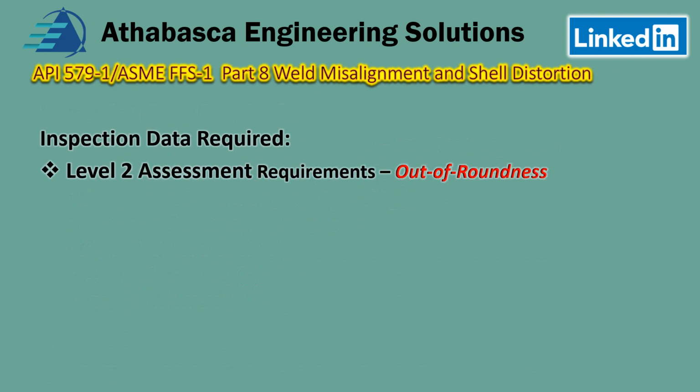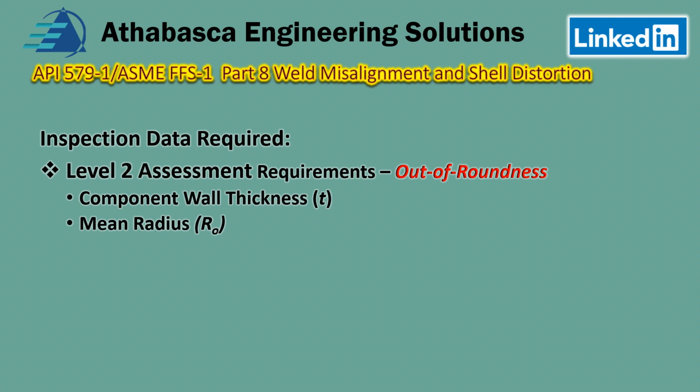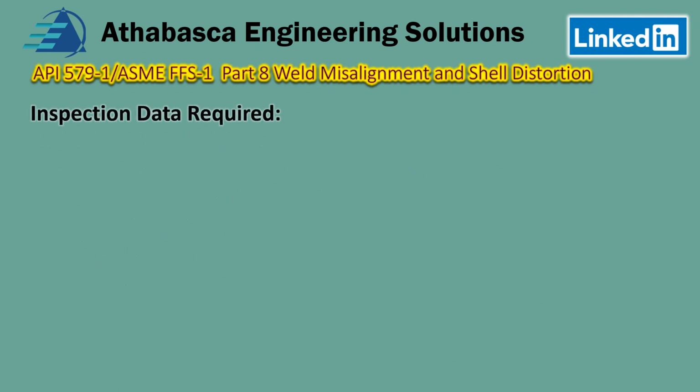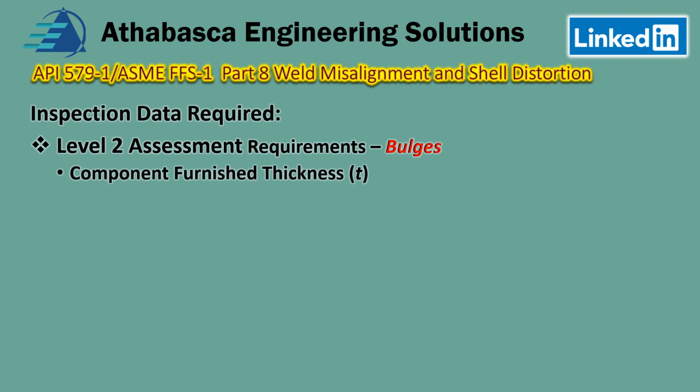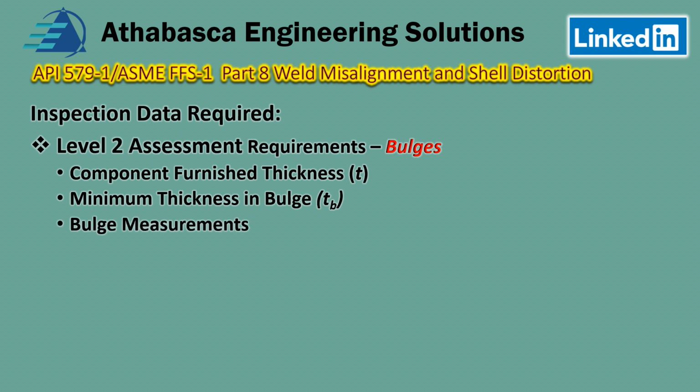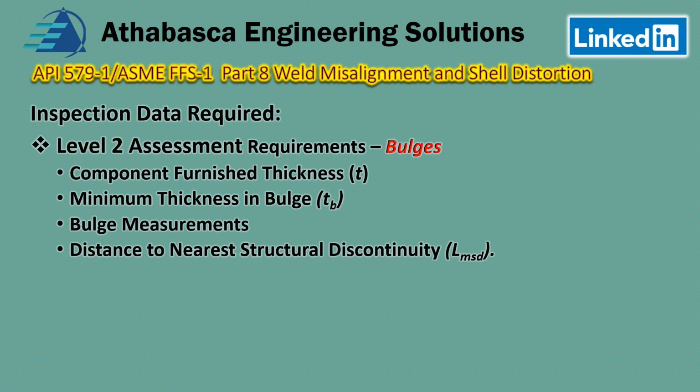Now to continue more specifically for the level 2 assessment requirements, this is for out of roundness. We would need to know the component wall thickness, the mean radius of the out of roundness, the local radius, RL, and the Young's modulus. Level 2 assessment requirements for bulges: there is a specific requirement for furnished thickness, a requirement for the minimum thickness at the bulge, measurements, and distance to the structural discontinuity.